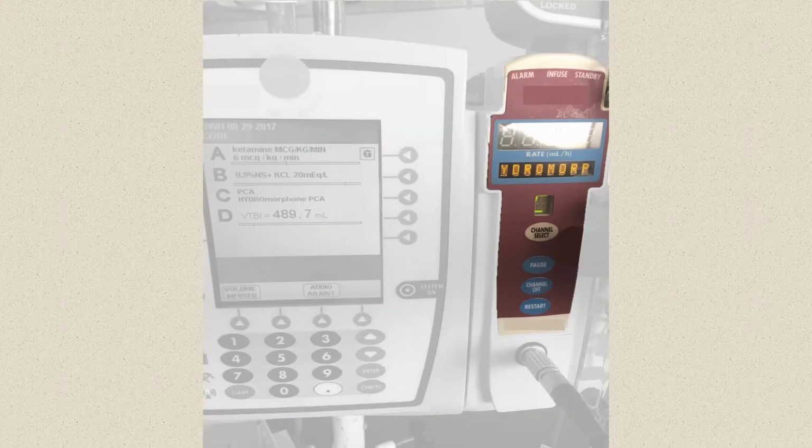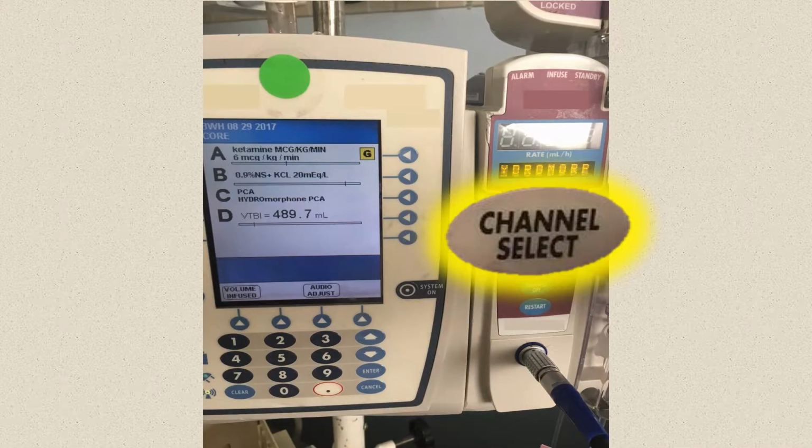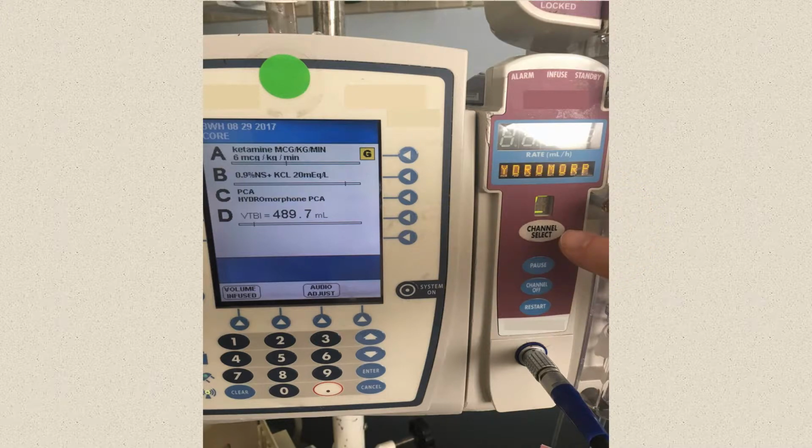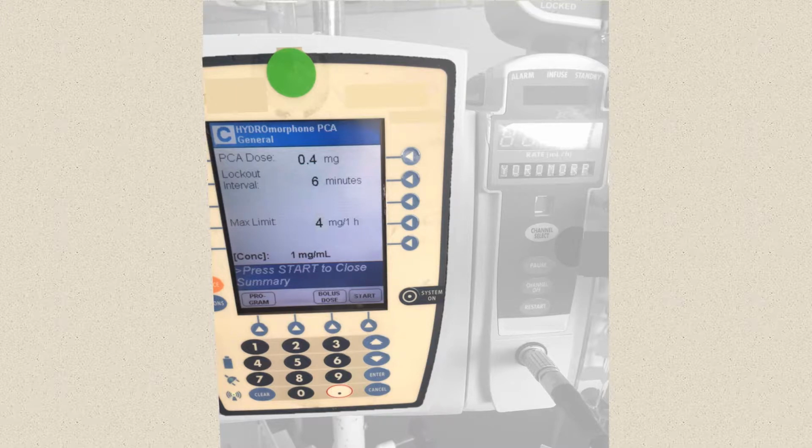First step is to focus on the PCA module for a second. The only thing that needs to be done on the module itself is to select the channel by pushing the button located here. Then you turn your attention to the infusion pump brain, where everything else you need to do happens. If you'll notice, the screen has changed and now displays information about the PCA settings.